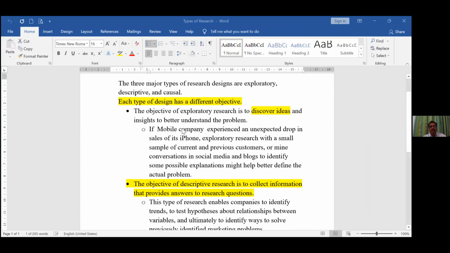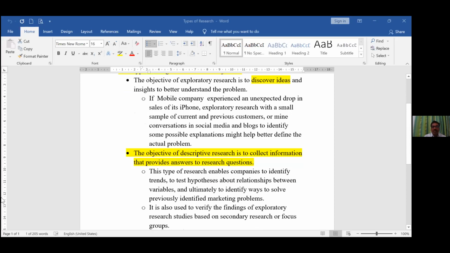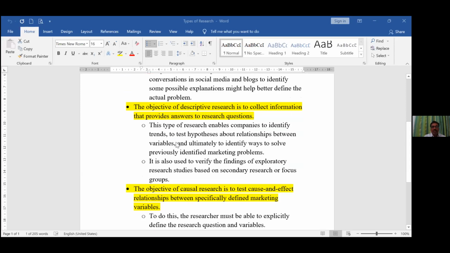For example, if a mobile company experienced an unexpected drop in sales of its iPhone, exploratory research with a small sample of current and previous customers would be the best. That means in such circumstances, say the mobile company suddenly feels that there is a drop in sales and we don't know the reasons, we can do exploratory research. Next one, let's take the objectives of descriptive research. What is descriptive research? The objective of descriptive research is to collect information that provides answers to research questions. So what kind of research question?